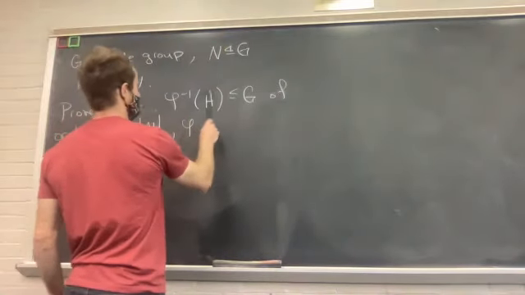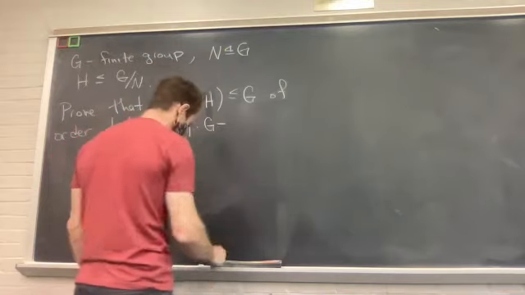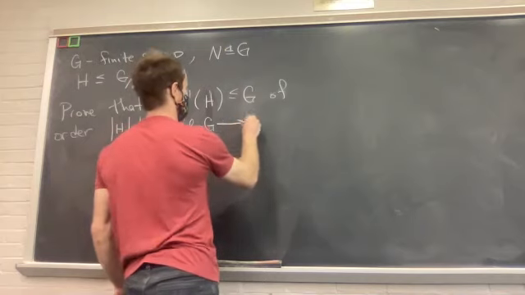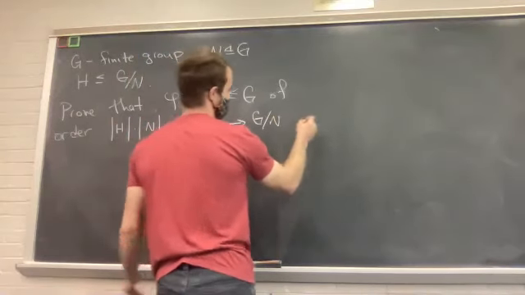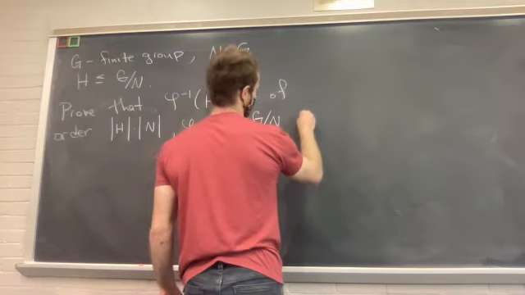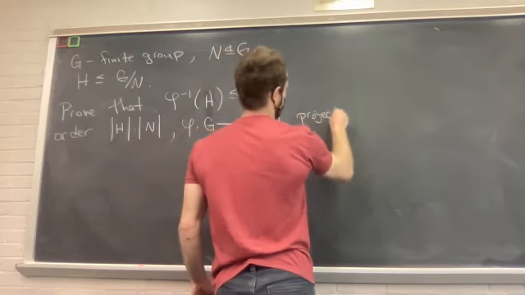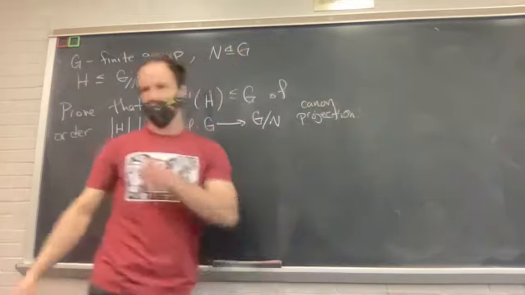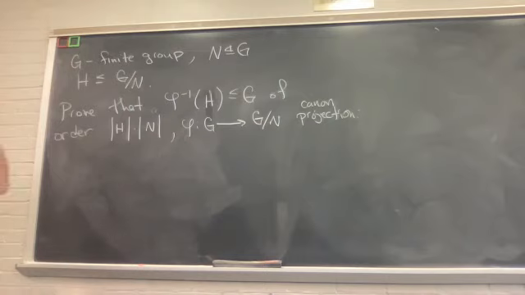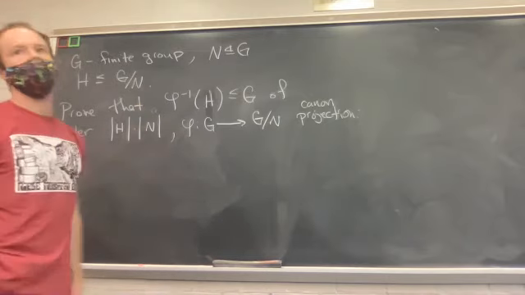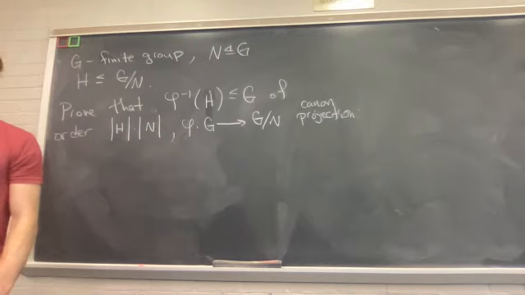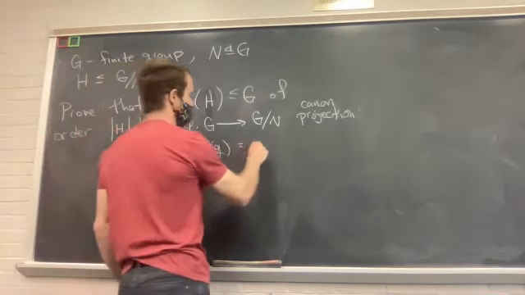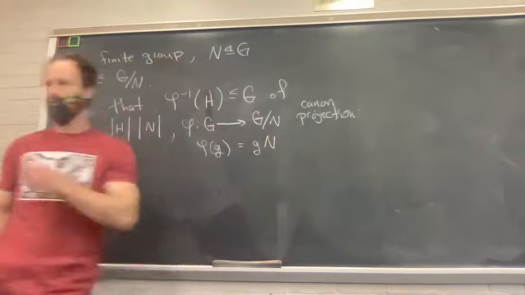And phi goes from G to G mod N. They call it the canonical homomorphism, but I'm going to call it the canonical projection, because that's maybe a slightly more universal way to write it. And what do we mean by this canonical projection? Well, we used it in the proof of a couple of the isomorphism theorems. This is the map that takes g to the coset gN, like that.